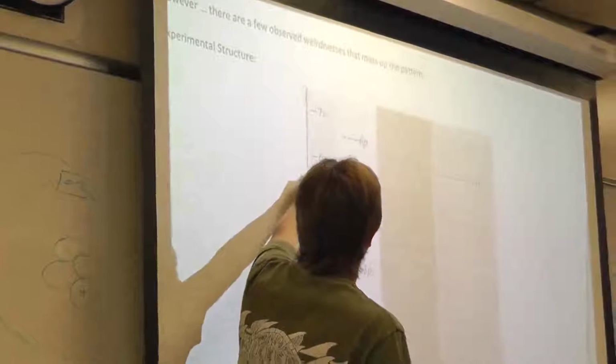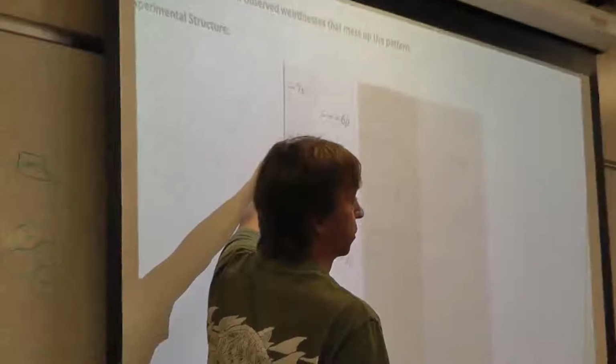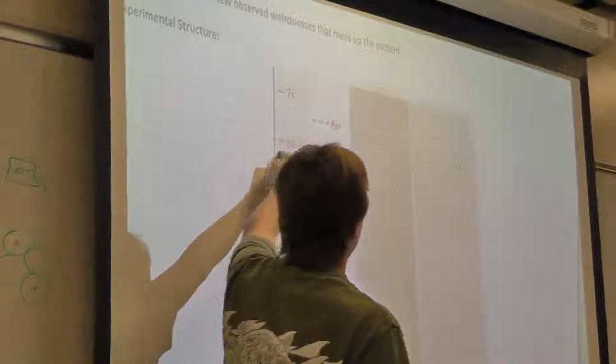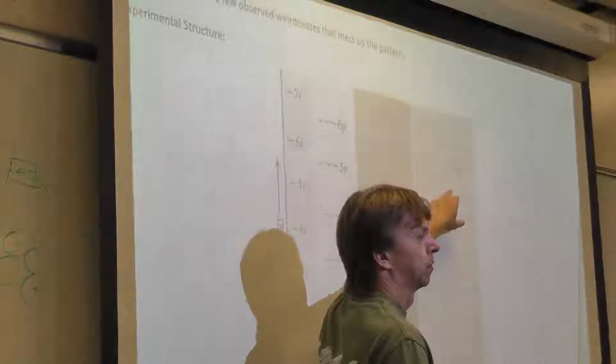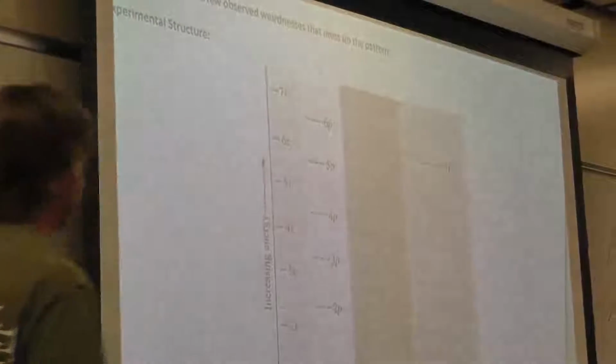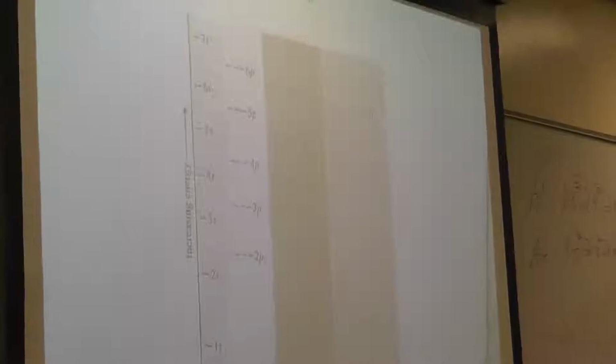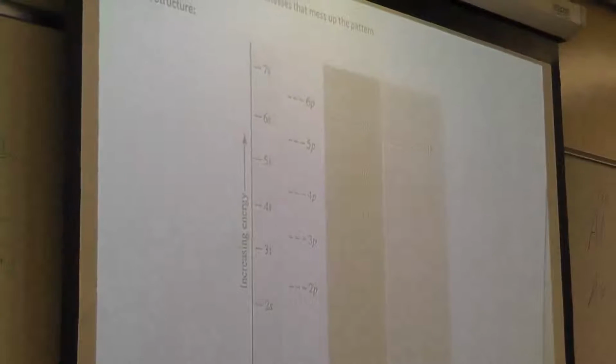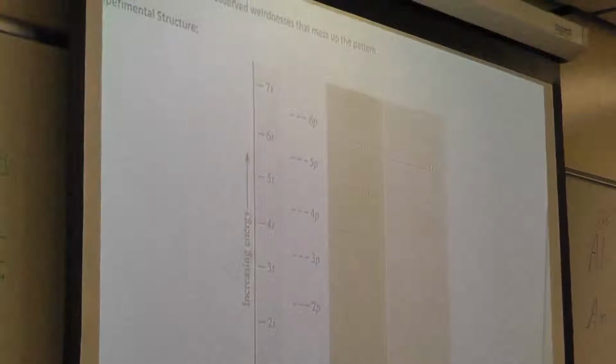Because what comes after 6s? 4f. Then 5d, then 6p, then 7s. Yeah, that's complicated. But we've got the chart, so we'll use the chart.